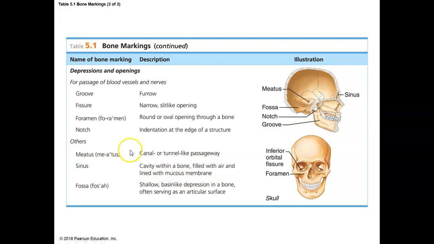Meatus is a canal or a tunnel. Oftentimes we use canal versus meatus. A sinus is a very hollow region of the bone, so you can see that right there. Typically lined with a mucous membrane, helps to decrease weight and all these other things. And then we have fossa, which are depressions within the bone that allow for bones to articulate more effectively.